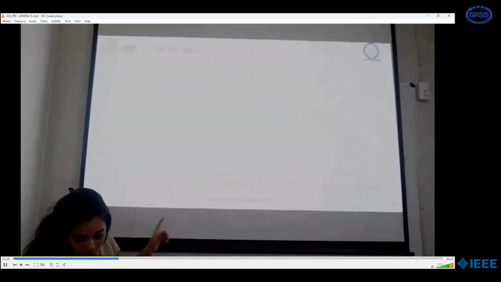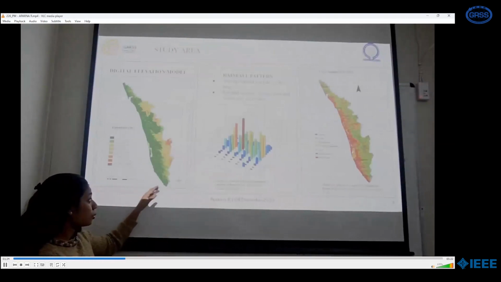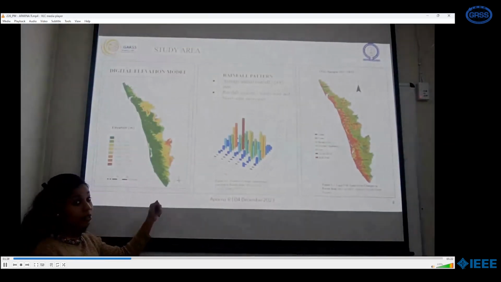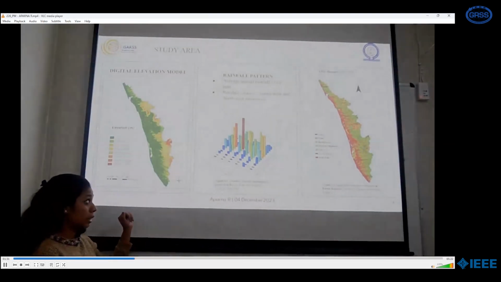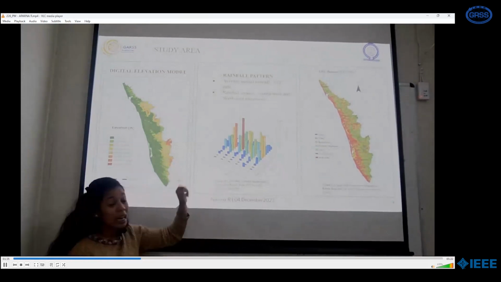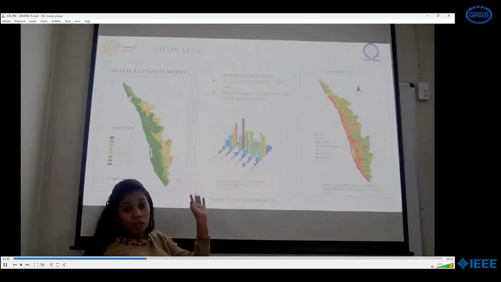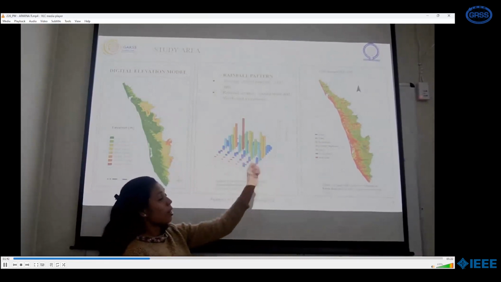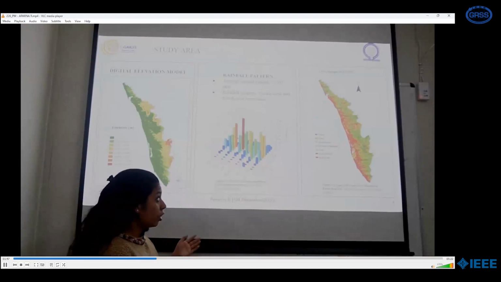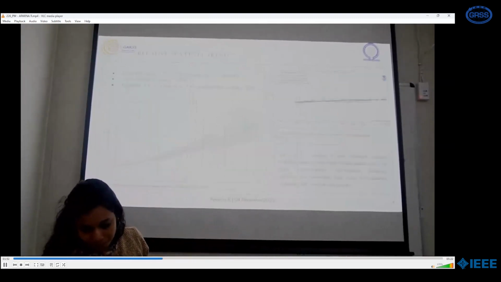A quick background about my study area. The digital elevation model of Kerala shows that towards the coastline, Kerala has a lot of low-lying regions with an elevation of less than 20 meters above sea level. Here is the rainfall pattern of Kerala. It shows that during the years 2018 and 2019, Kerala received heavy rainfall during its monsoon seasons of June, July and August. And the land cover changes during 2018 to 2022 show that towards the coastline we have a lot of built-up area, which is marked in red.